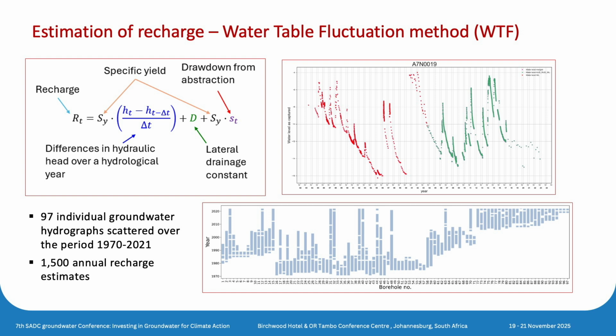Now, in our analysis, we are neglecting the impact of pumping. This is a typical groundwater hydrograph, where during the wet season you see an increase in the water table, and during the dry season you see a slow decline. From this decline, we are able to estimate the drainage constant, and by estimating or assuming a specific yield, we can then estimate recharge at the individual boreholes.